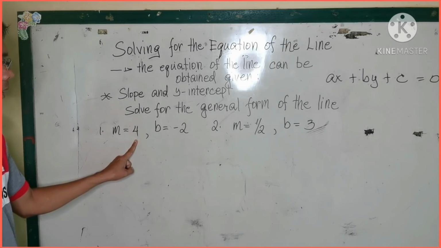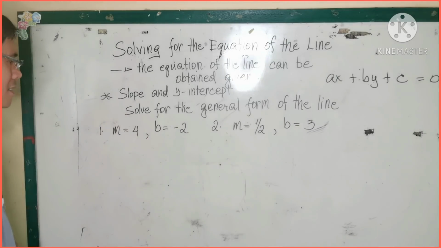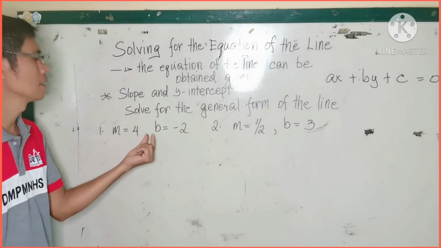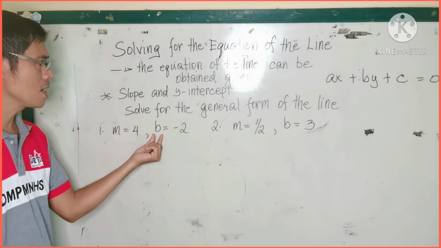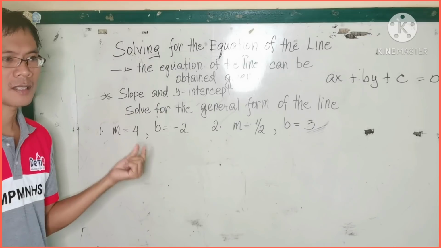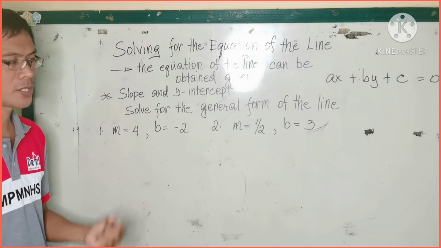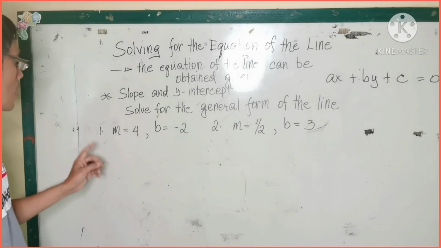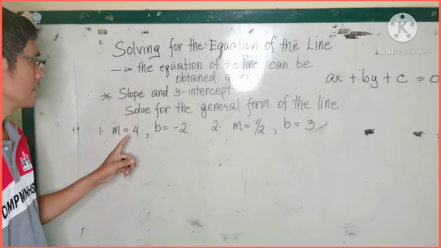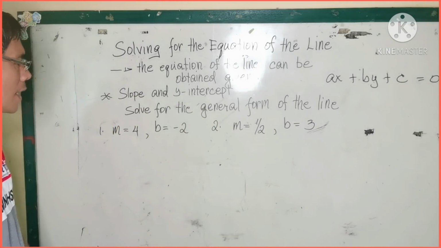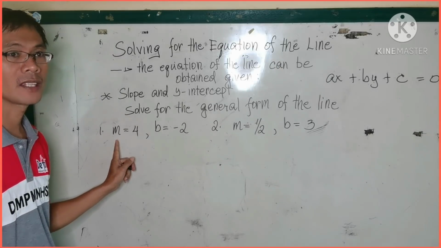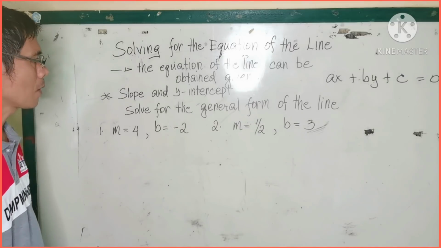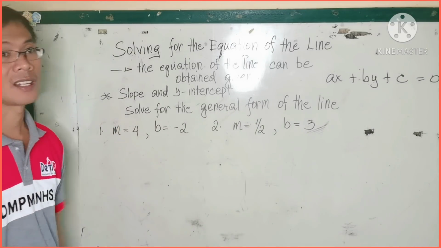Slope is equal to 4 and y-intercept is equal to negative 2. Here we should know that b is the symbol for y-intercept. So how shall we obtain the equation of the line given the slope and the y-intercept? And we are going to write our answer in the general form.